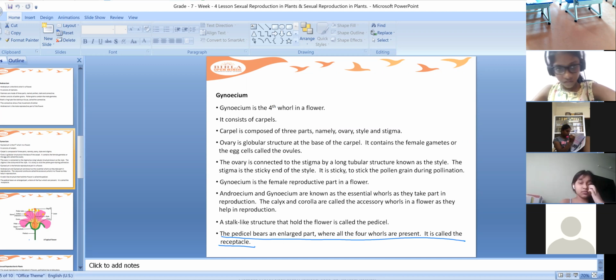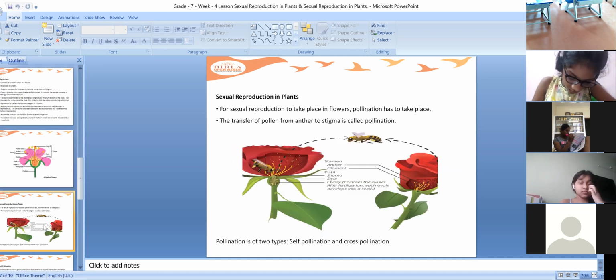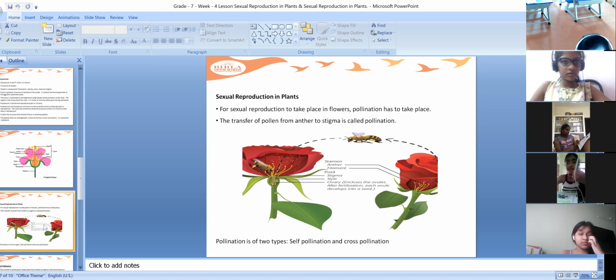Okay, I'll just erase it. Now coming to sexual reproduction in plants. I think you're clear about this sexual reproduction in plants, how the pollination takes place from male organs to female.